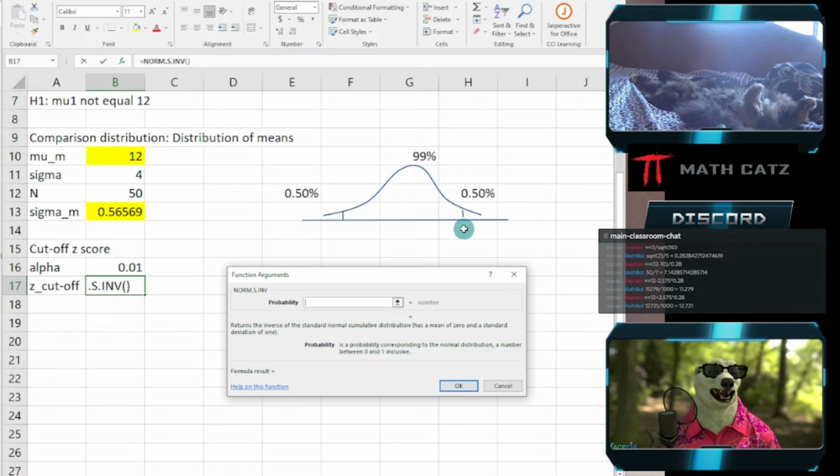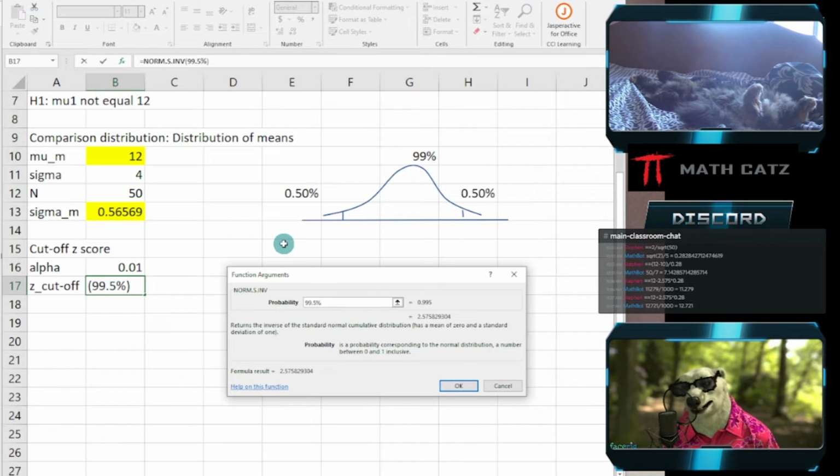I'll do that just to mix it up. I'll say here, what's the simplest way to do it? Now, in this case, we're not going to update the alpha to a different value, so you can put in here 99.5% if you want, because it's cumulative.